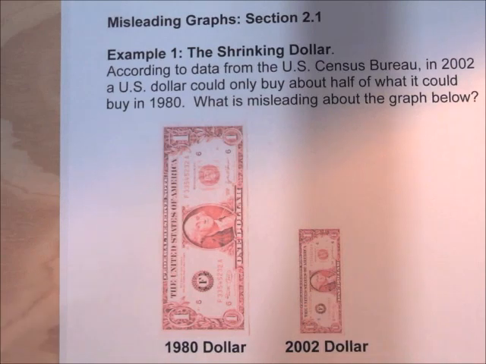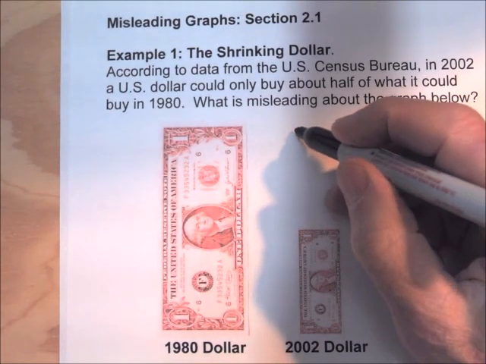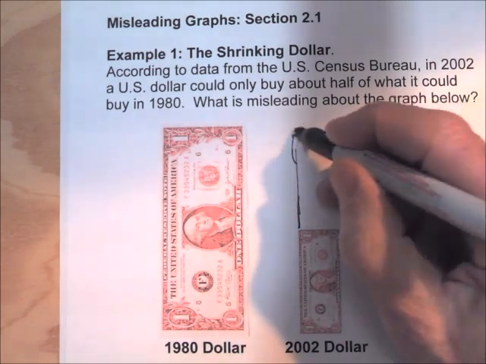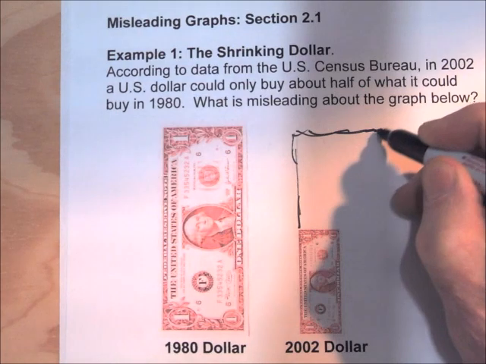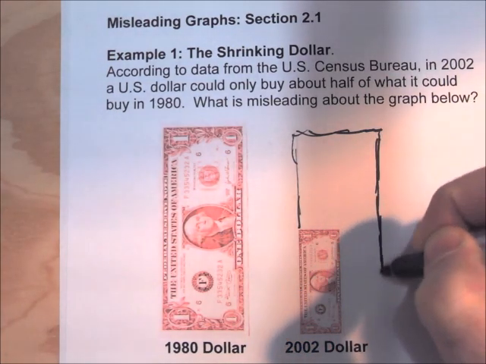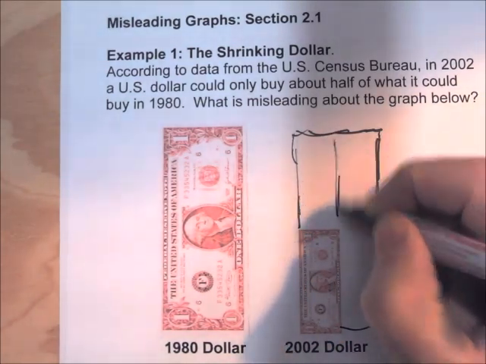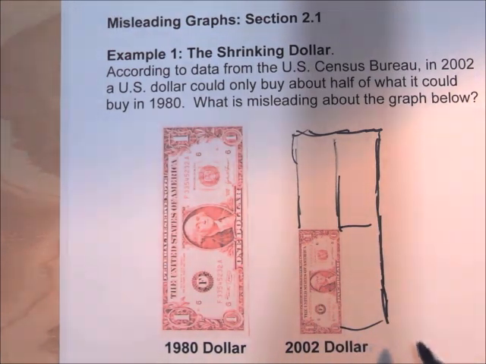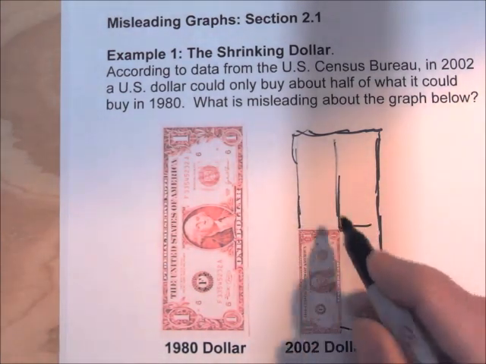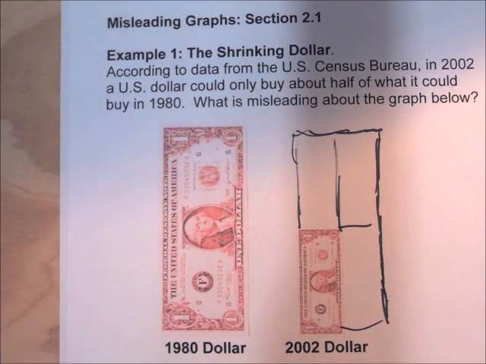But the eye is drawn to area. If you double the height and double the width, you're going to be able to fit four of these dollars in here. It's half the height and half the width, but it's only 1/4 of the area. Most people would say this dollar looks a lot smaller than just half the size of the bigger dollar.